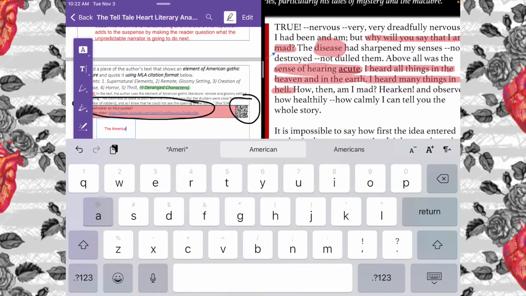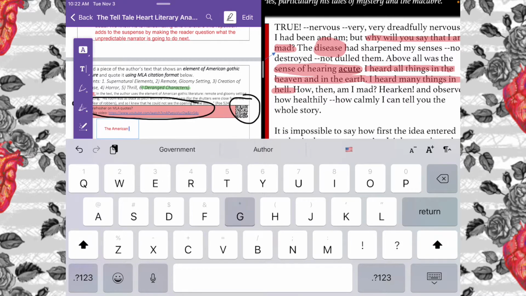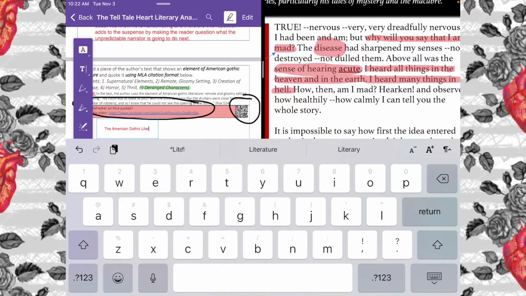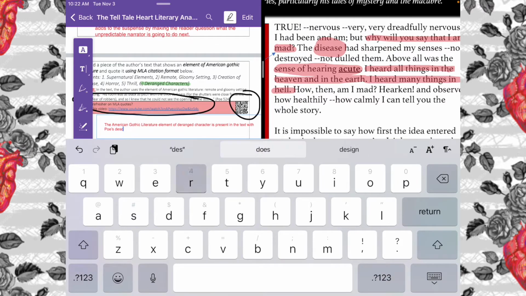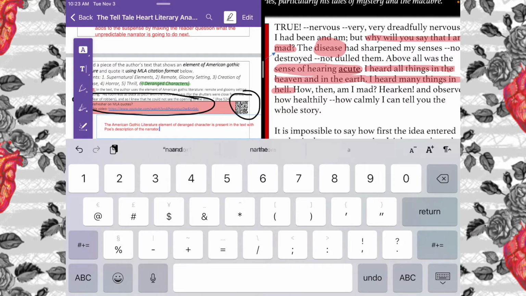The American Gothic literature element of deranged character is present in the text with Poe's description of the narrator, comma, space, quotation mark. So now I'm going to drop in my author's words.